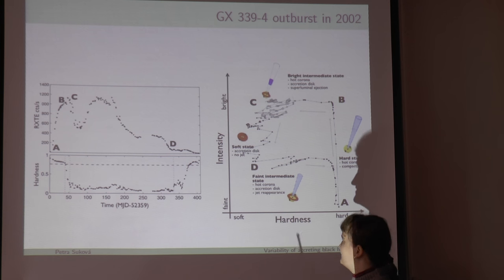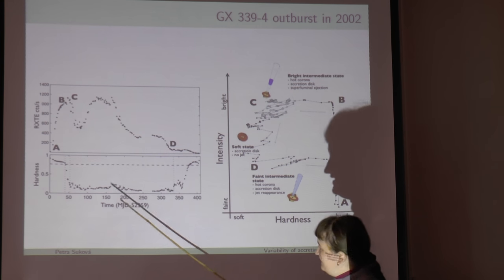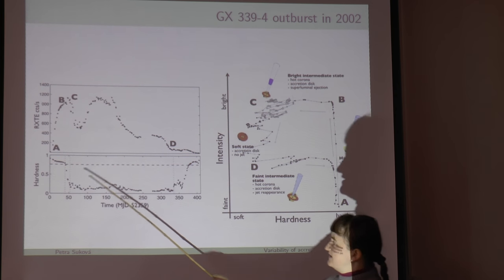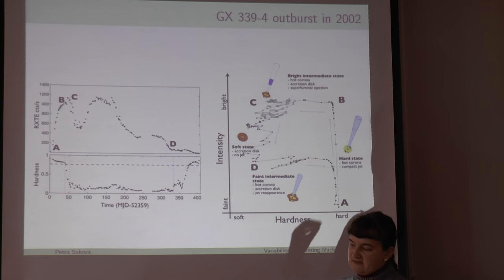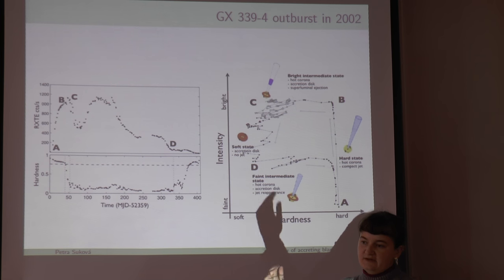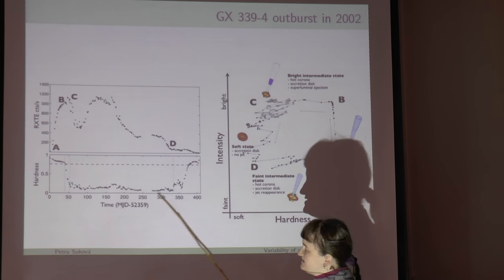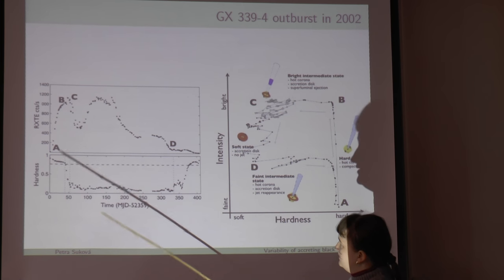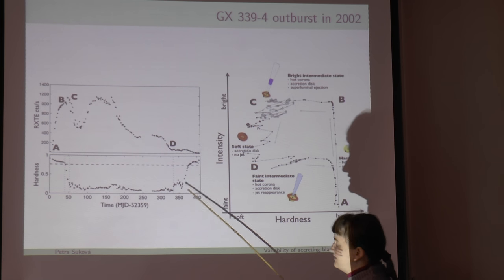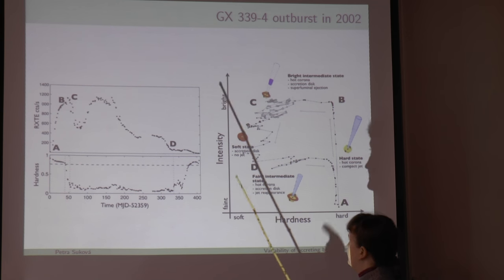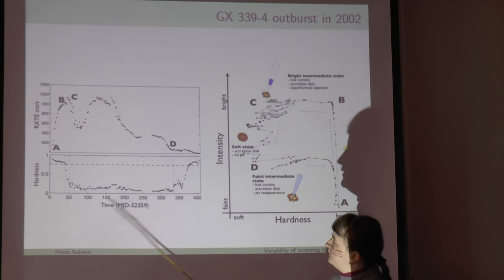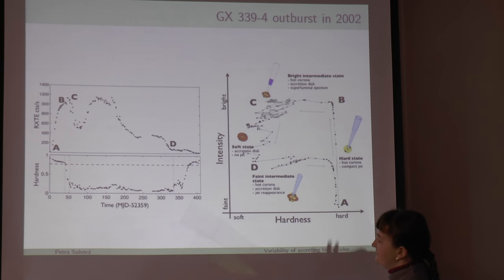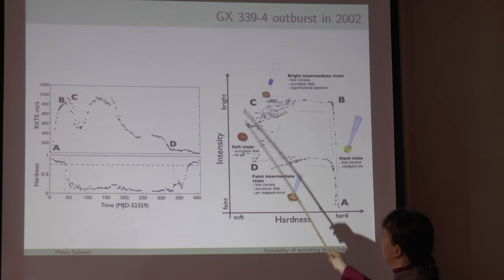So that's another issue. But I wanted to tell you that when the source is in the so-called hard state, it means that relatively more photons are coming in the higher energy band than in the lower energy band. And in the soft state, we have more soft photons. You can see that both the luminosity and the hardness evolve during the outburst. It is usual to plot this kind of behavior on a so-called hardness-intensity plot. And then you can see that the source is actually doing a kind of loop.